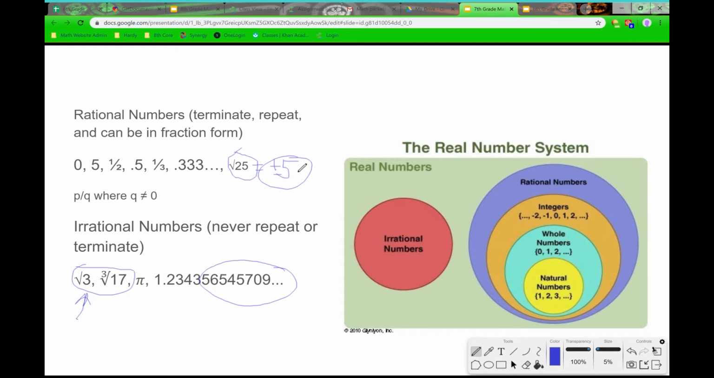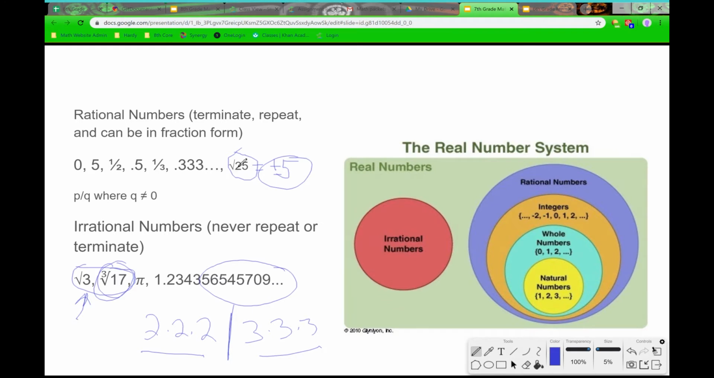The same thing with the cube root of 17. If I think of 2 times 2 times 2, well, that's 8. So I go to the next one. 3 times 3 is 9, times 3, 27. 17 is neither 2 cubed nor 3 cubed, so it's got to be somewhere in between, and it's going to be a non-repeating decimal as well. So if I see that square root symbol or that cube root symbol, I have to look at the number inside. I can't just say that symbol means irrational, because it does not.